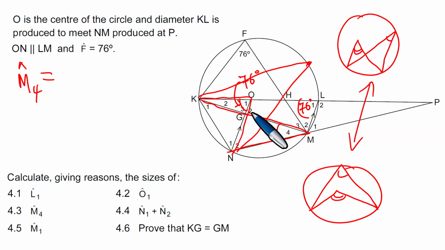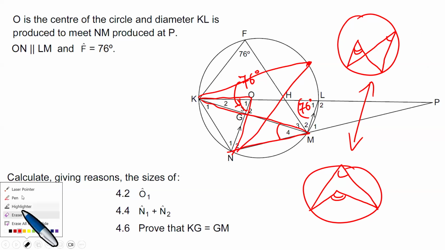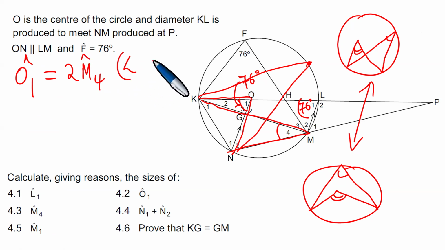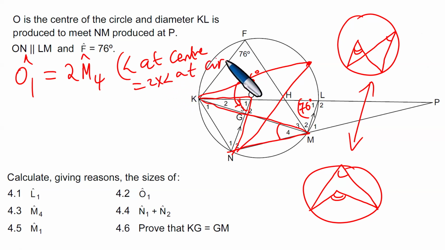So in other words, what is the relationship between M4 and O1? So you know that the angle O1, what do you think? Angle at center is 2 times angle at circumference. Thank you so much. So we know therefore that the angle O1 is 2 times this angle here. It is 2 times angle M4, and it is angle at center. Angle at center equals 2 times angle at what? It's circumference.